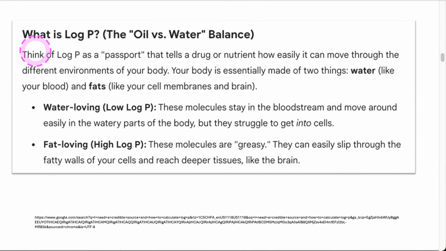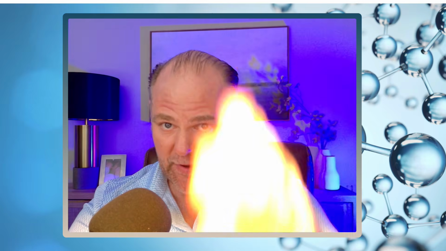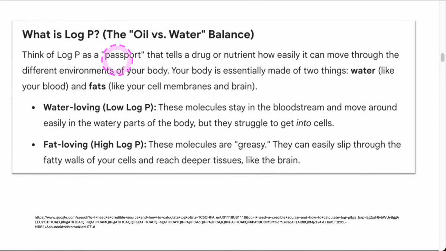Okay, so really simply here, what is the P log? Think of it as a passport. I love this analogy. So the P log is a passport. So if you have a passport, you have direct access, boom, right through, go right into the brain. So a high log P tells you it's a passport. You have direct access, boom, right into the fat, which is right into the brain. So a log P acts as a passport that tells the drug or nutrition how easy it can move through the different environments of the body.